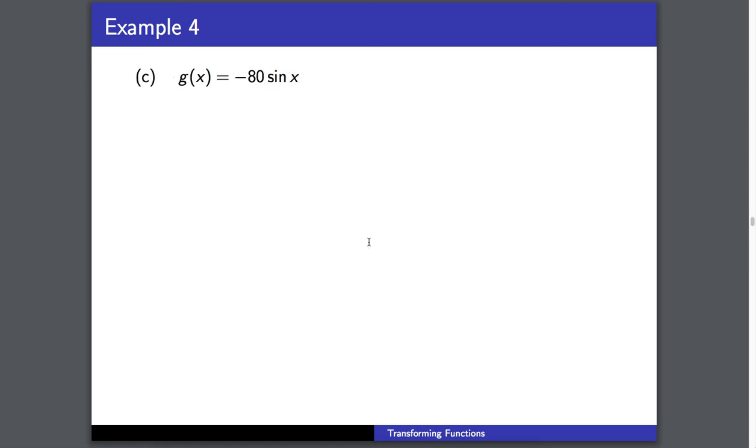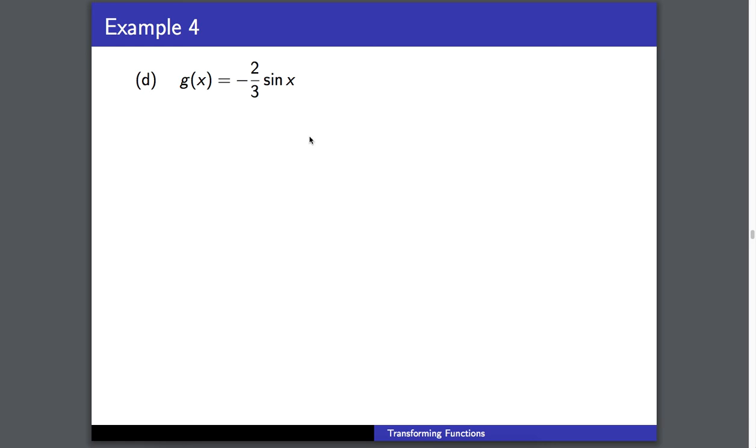For g of x equals -80 times the sine of x, the negative part is a reflection across the x-axis, and then the 80 is a vertical stretch by a factor of 80. So with vertical stretches and compressions, if there's a negative in front of them, that's a reflection across the x-axis. Your vertical stretch and compression will always be a positive factor.